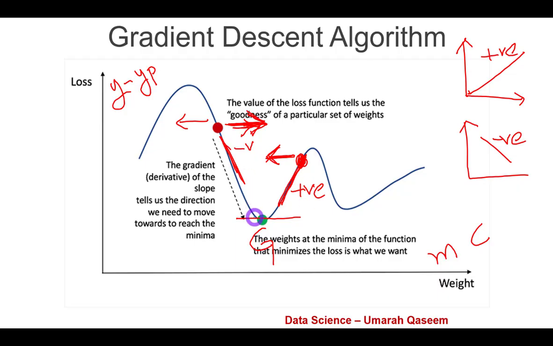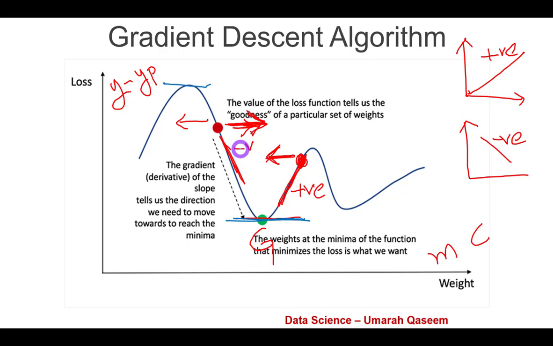And why do we need to move towards this minimum point? Why are we not moving towards this maximum point? Because this is the point where the loss is minimum, and obviously we need to minimize the loss, right? We need to minimize it so that our predictions are nearer to the actual values of y. So for that we need to reach the minimum point, and for that we update our weights, the values of M and C, the coefficients. And how do we do that? Using the sign of slope.